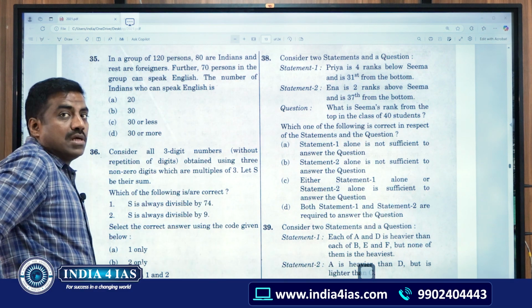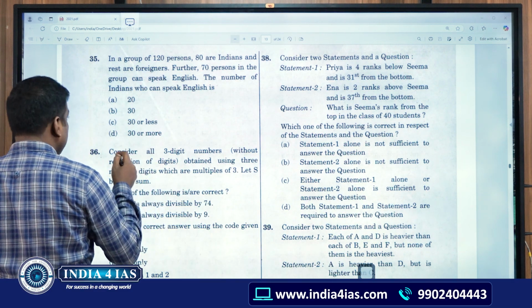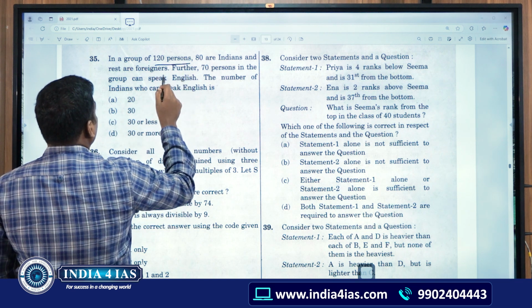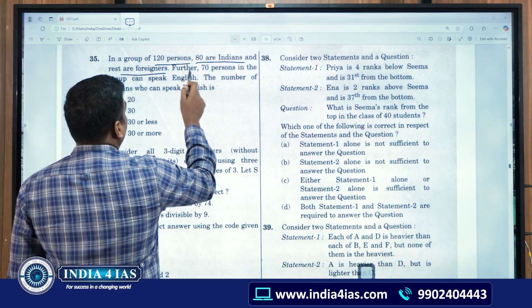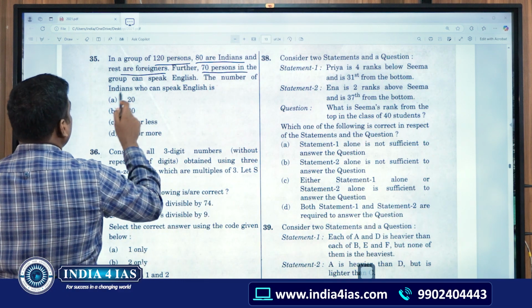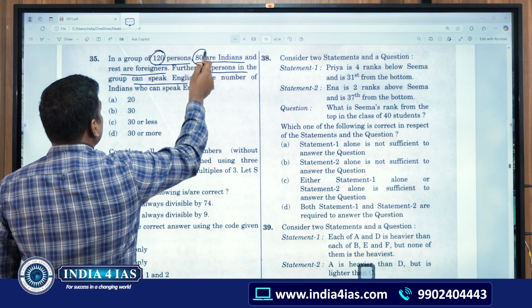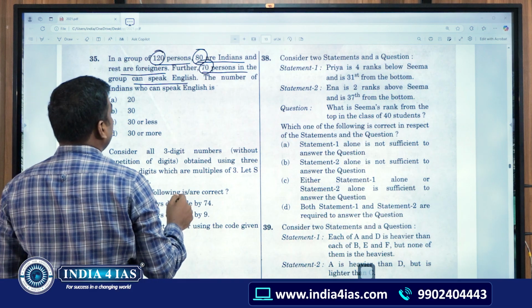Next, coming to question number 35. This is related to Venn diagrams. Out of 120 people, 80 are Indians and the rest are foreigners. Further, 70% in the group can speak English. So totally 120 people are there. Among them, some are Indians and some of them can speak English.